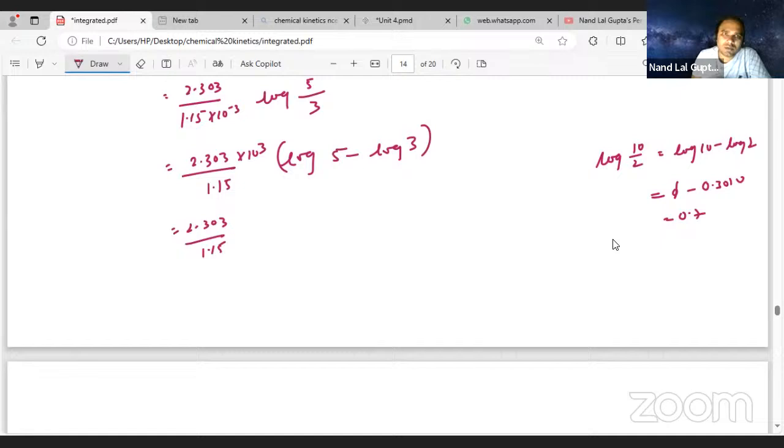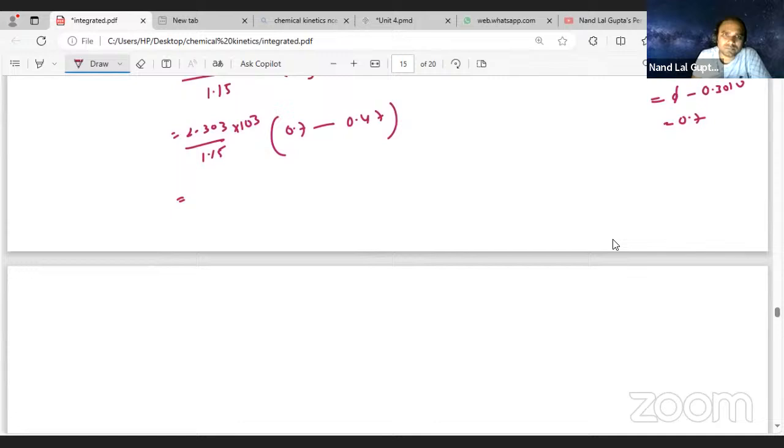So this is 2.303/1.15 multiplied by this one, log 5 value 0.7, log 3 value 0.47. You can check the log 3 value. Yes, 0.47, correct. So you can solve this one: 2.303 multiply by 10³, 1.15. And if you subtract, 0.7 minus 0.47 is 0.23. So what is going to be 2303 multiply by 23 divided by 115, all the decimal out.